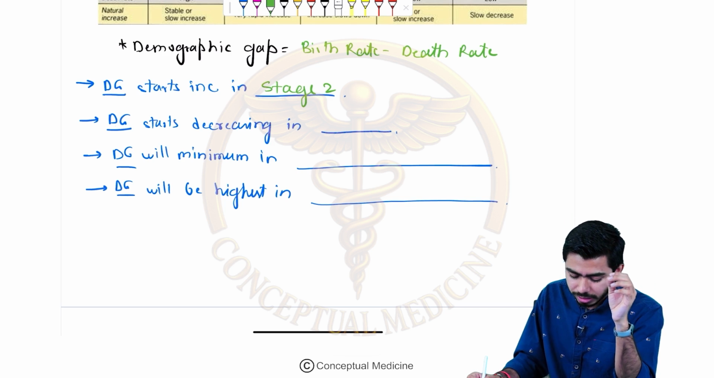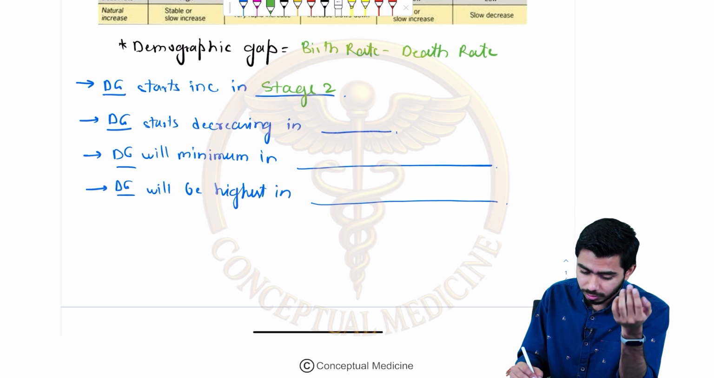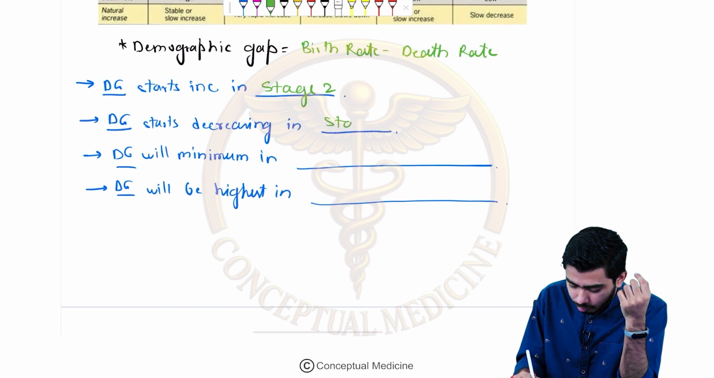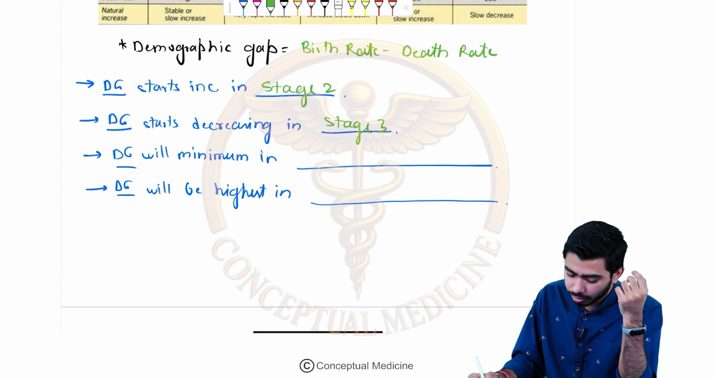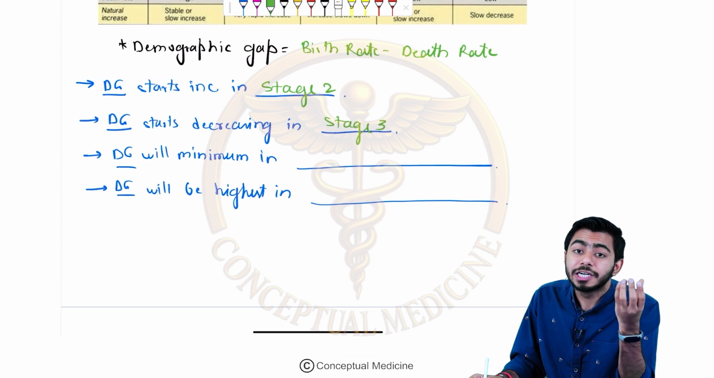The next question I asked you was that the demographic gap starts decreasing in, that is the next stage of that, the late expanding stage. What is this one? This is stage 3. I hope all of you are answering very correctly over here, stage 3, right? That was the late expanding stage.